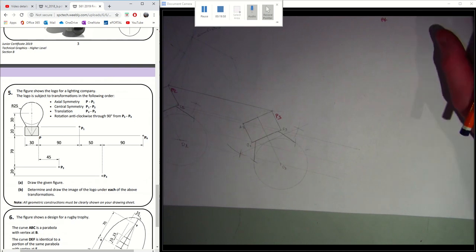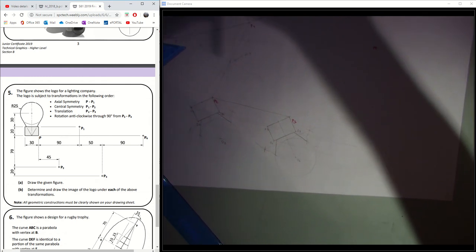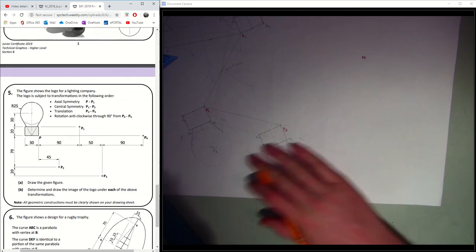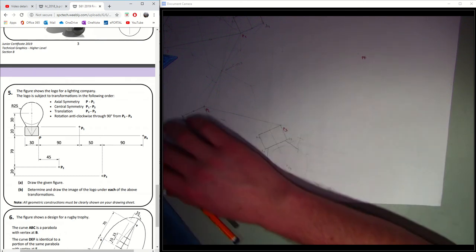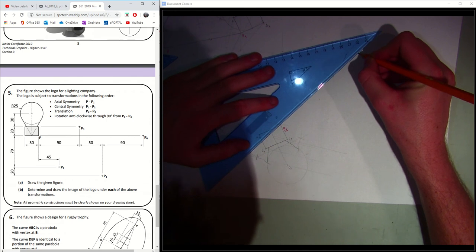Now, the last one is looking at a rotation. Okay, so the rotation is going to be anti-clockwise through 90 degrees from P3 to P4. So again, the first thing we want to do is identify where P3 to P4 is. So here's P3 and here's P4. Like we do with any of these questions, the first thing I'm going to do is join P3 and P4.